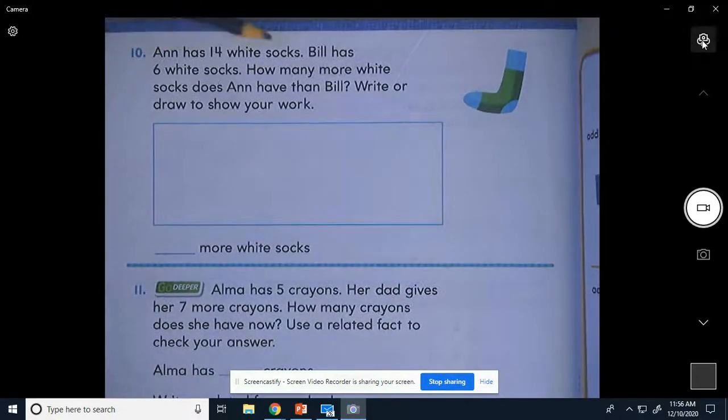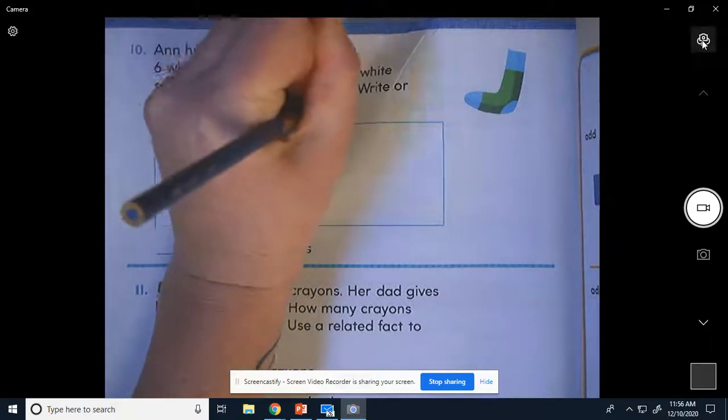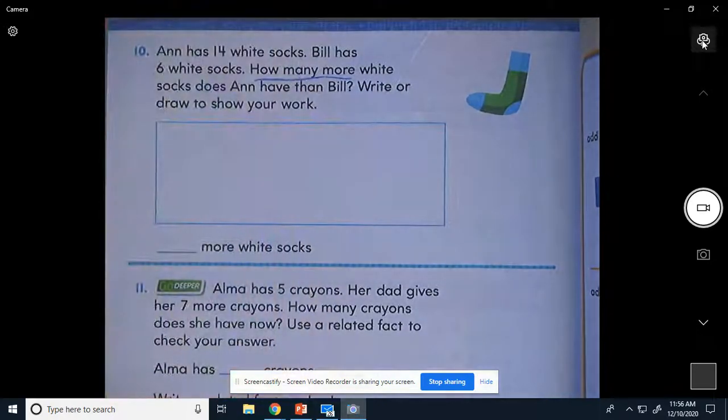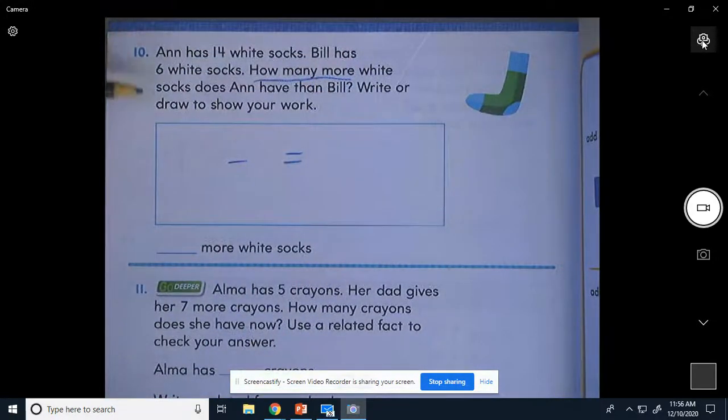Anne has 14 white socks. Bill has 6 white socks. How many more white socks does Anne have than Bill? Oh my goodness, how many more? Remember, Mrs. Likens taught you this. How many more means what? It means subtraction. You're going to subtract. It says write or draw. So you could write a sentence or you could draw this. Either one.